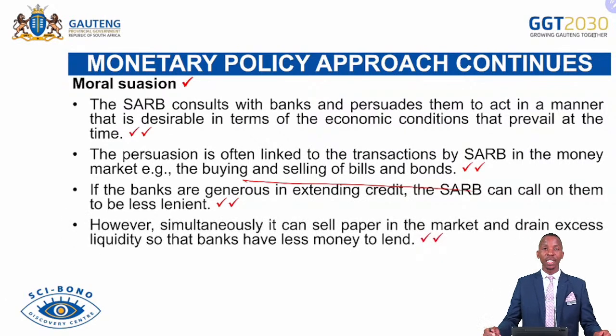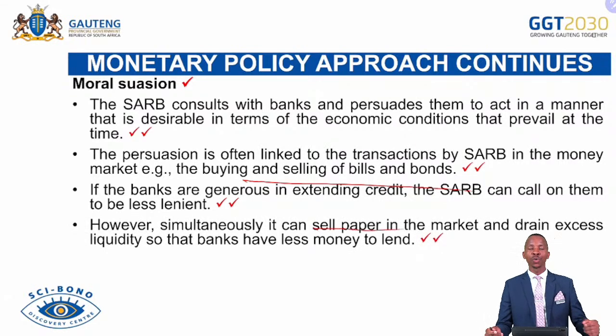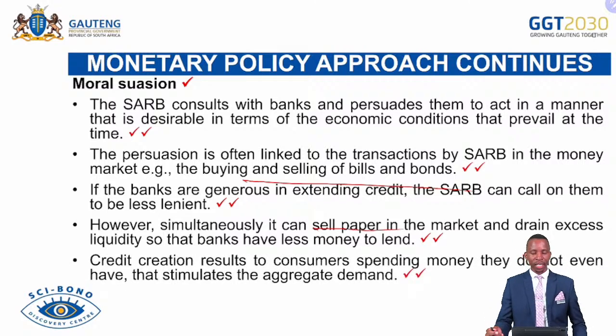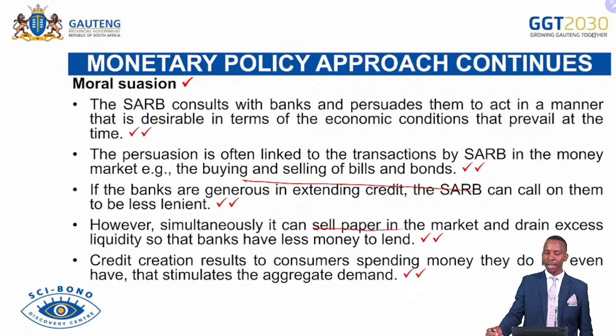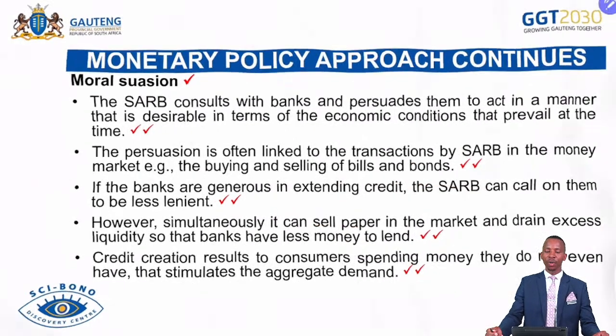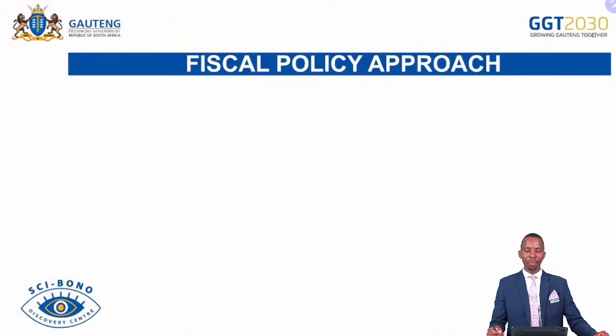However, simultaneously, it can also do what? It can also sell paper into the market to drain cash or liquidity from the circulation to reduce the money supply in the economy. Credit creation results in consumers spending money they don't even have, which stimulates the aggregate demand in the economy. And then the fiscal approach.